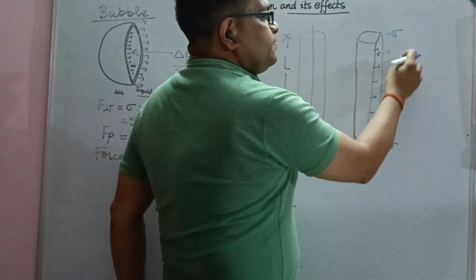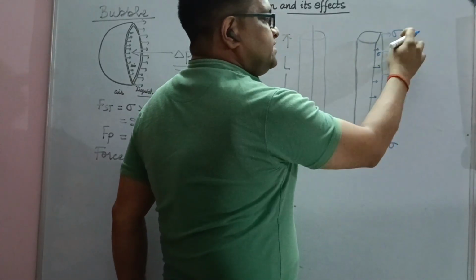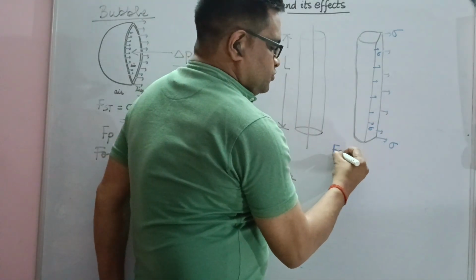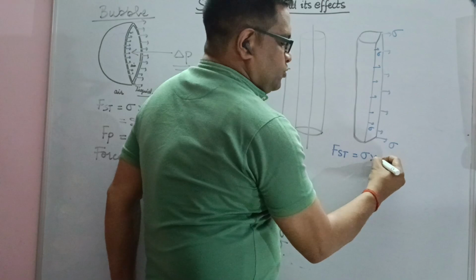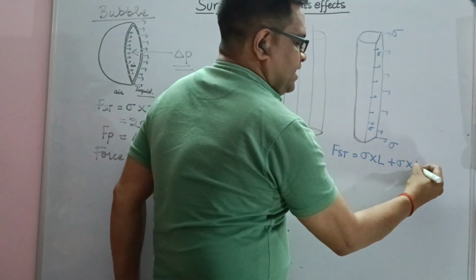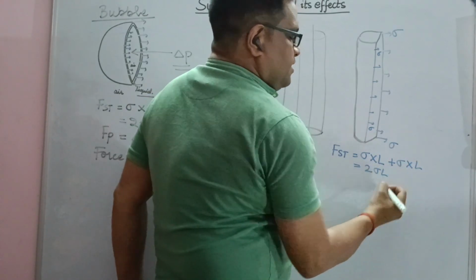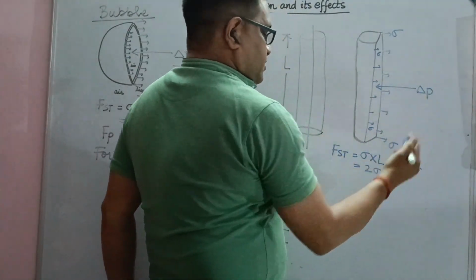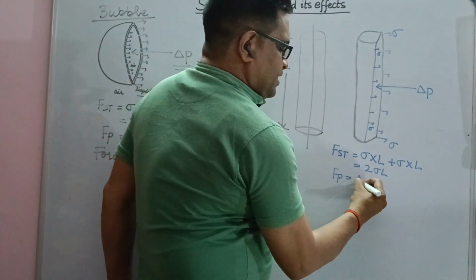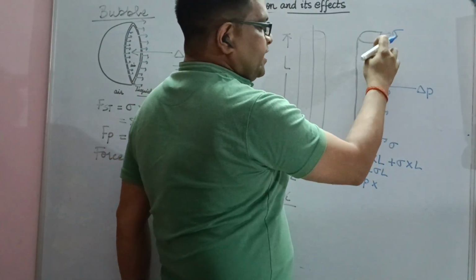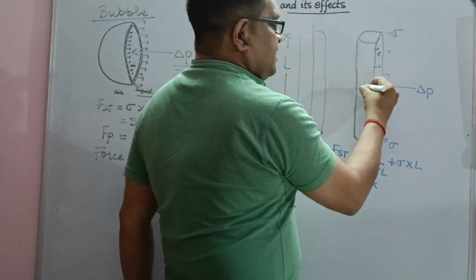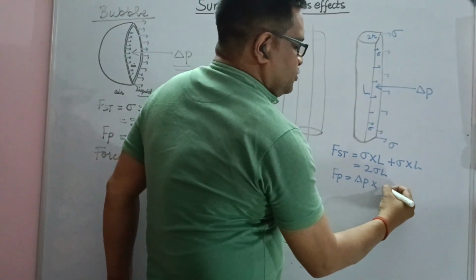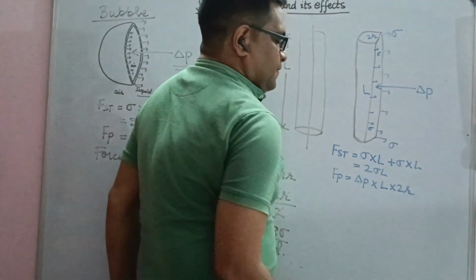So the net force due to the surface tension on this side will be sigma into L, and for this side we will take sigma into L. So force due to surface tension will be sigma into L plus sigma into L, which is 2 sigma L, and the intensity of pressure is del P, and force due to pressure will be equal to del P into the area. What will be the area of this? Since the length is L and the other side is 2R, so del P into L into 2R.